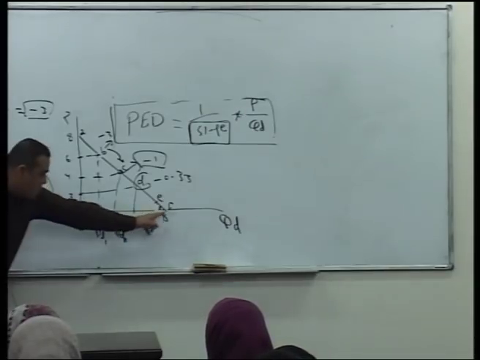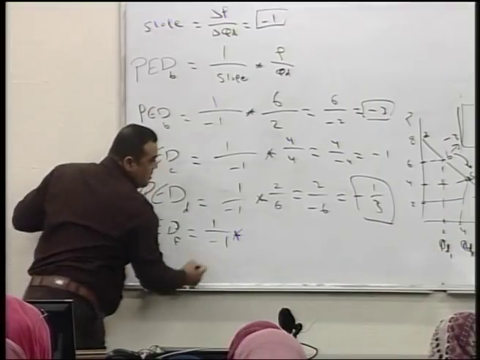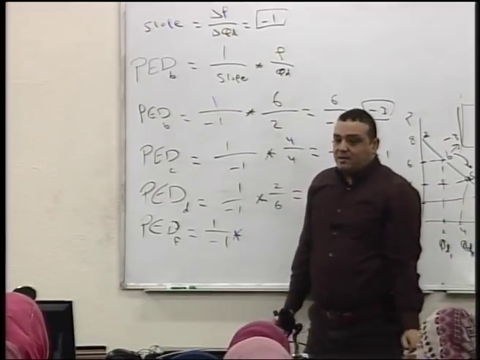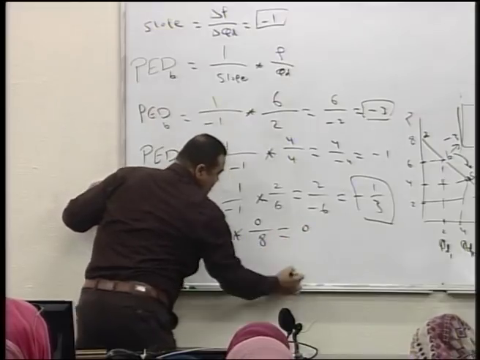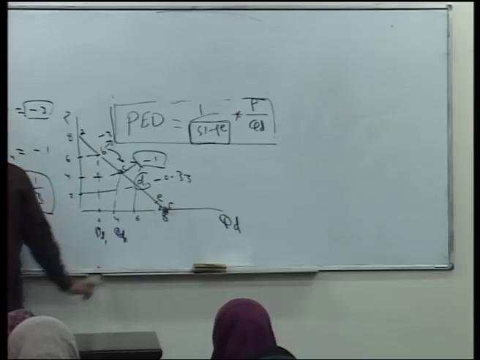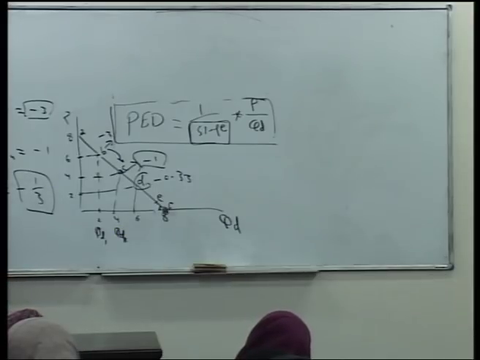The last point here. PED at point F equals 1 over minus 1 times the price, which equals 0, and the quantity equals 8, so 0 over 8 equals 0. So at this point the demand is perfectly inelastic. All right, is that logical? Why? Let's check it.